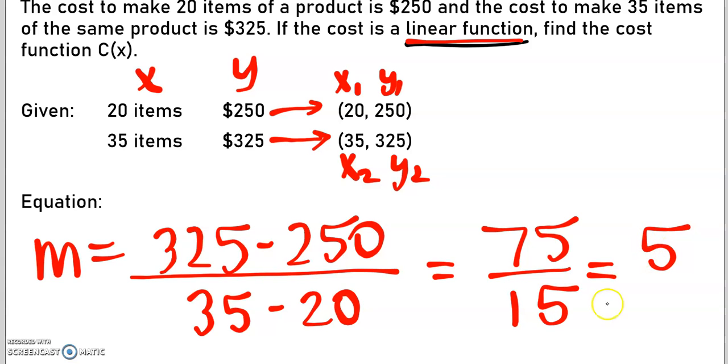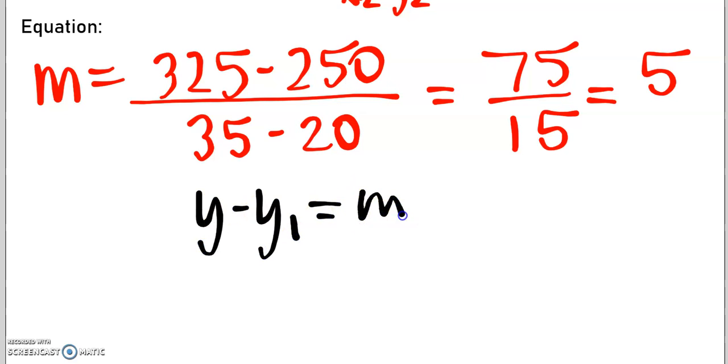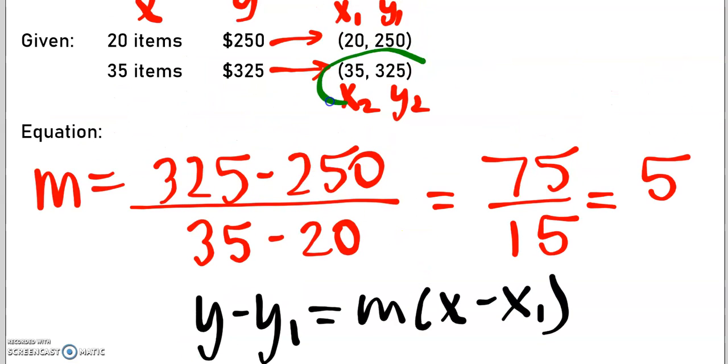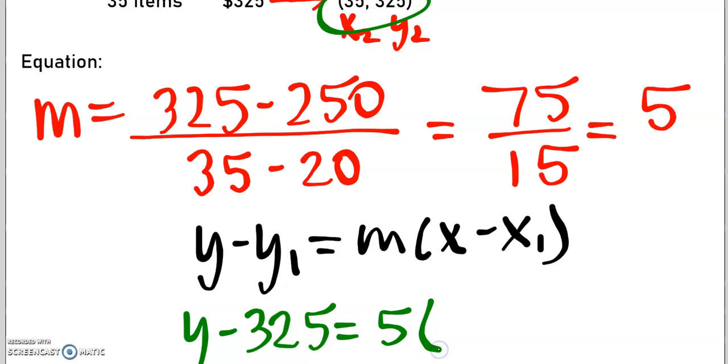And once again, once I have my slope, I have my 1 point. We're going to go ahead and plug this right into that point slope form. We can copy it down again and substitute in what we know. Okay, so I have y minus, again, remember it doesn't matter which point we use. I'll just use this guy, 35, comma 325. My y1 is 325. My slope is 5, times x minus 35.